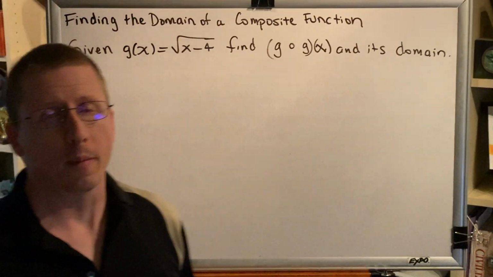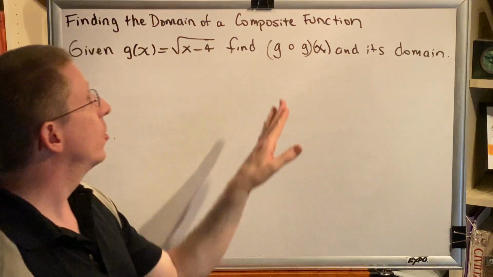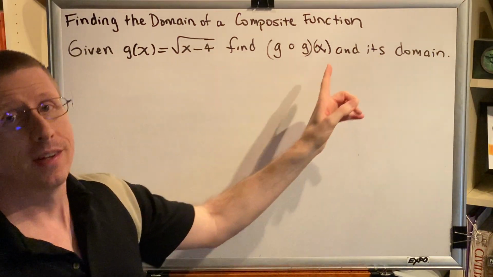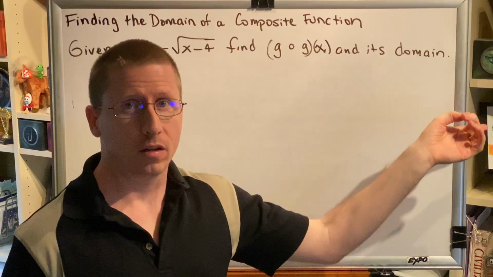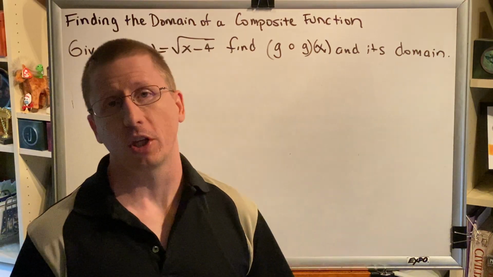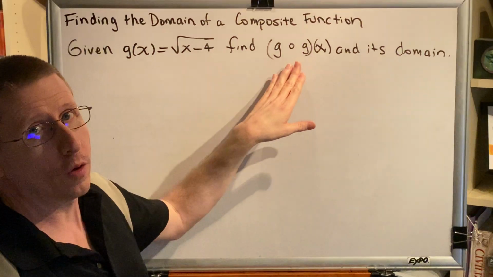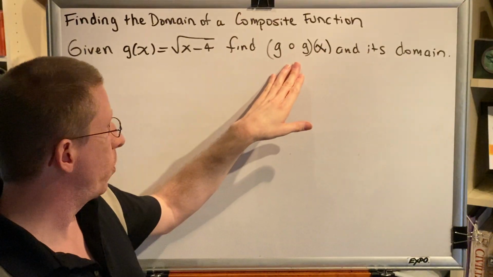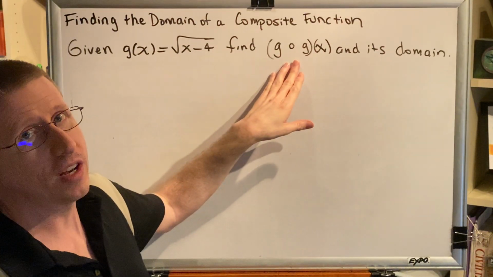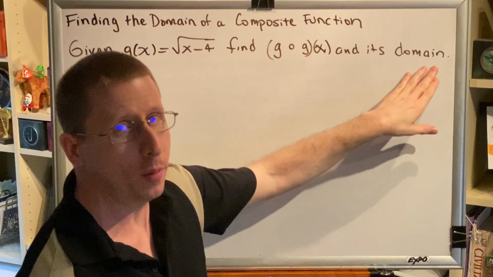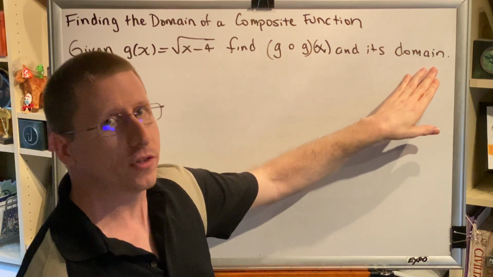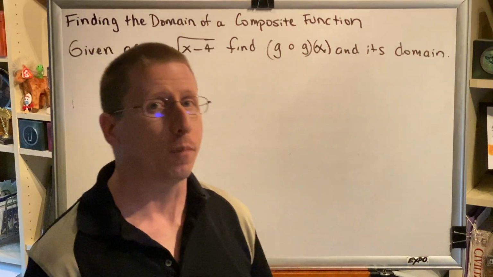Okay, this is one of those problems where we're asked to find two things, g composed with g of x and its domain. So we're going to have two answers because there's really two questions. Also, we need to remember that in the middle of the process of finding g composed with g of x, once all the function names are gone, we will stop and determine the domain, and then once we have done so, we will return to simplifying if possible.